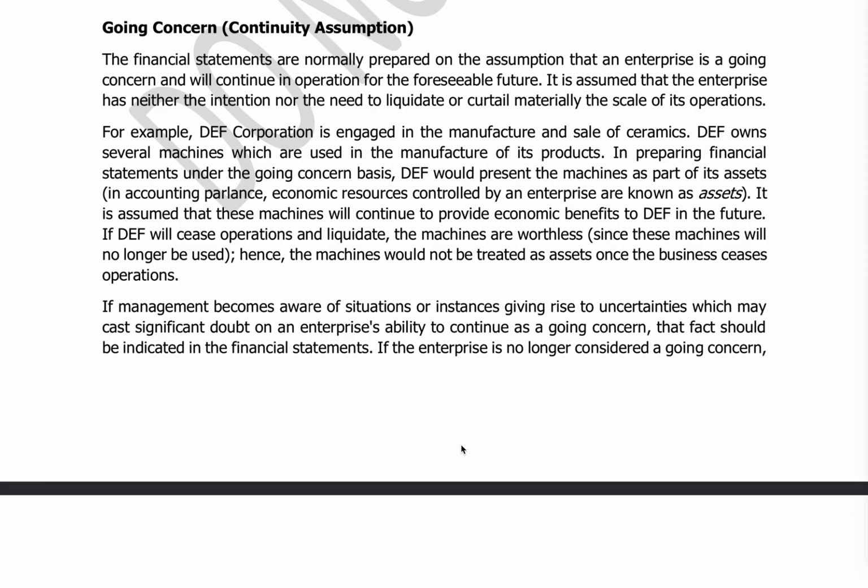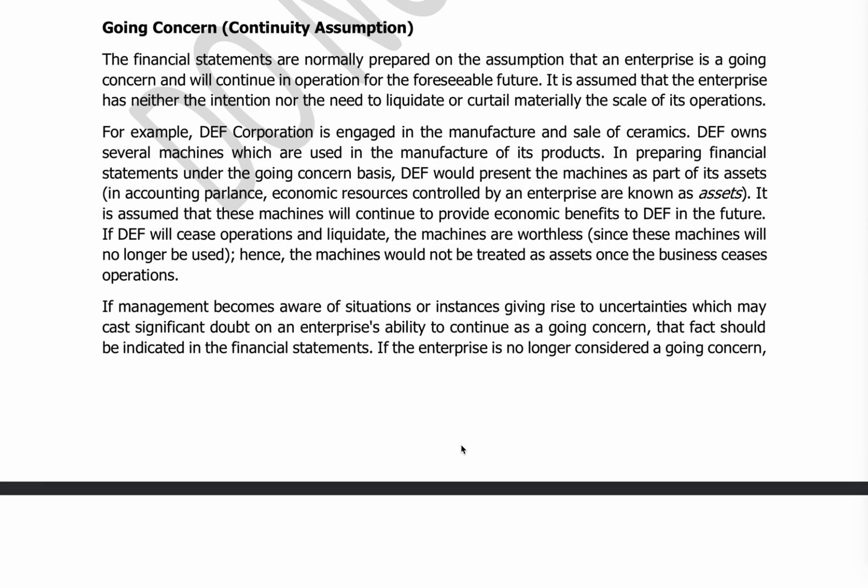Okay? Example, DEF Corporation is engaged in the manufacture and sale of ceramics. DEF owns several machines which are used in the manufacture of its products. In preparing financial statements under the going concern basis, DEF would present the machines as part of its assets. It is assumed that these machines will continue to provide economic benefits to DEF in the future. If DEF will cease operations and liquidate, the machines are worthless. Hence, the machines would not be treated as assets once the business ceases operations.